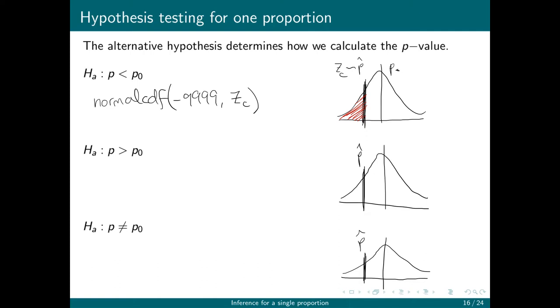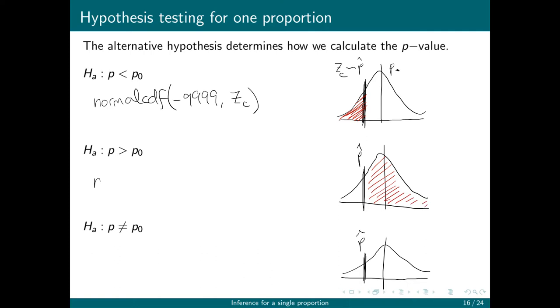All right, now notice I'm going to do this regardless of whether or not my z-score was positive or negative. No matter where it is, if my alternative hypothesis is that the proportion is less than what is claimed, then I'm going to go from -9999 up to my test statistic. However, if my alternative hypothesis says that the true proportion is greater, then I'm going to go above my test statistic, as in this picture.